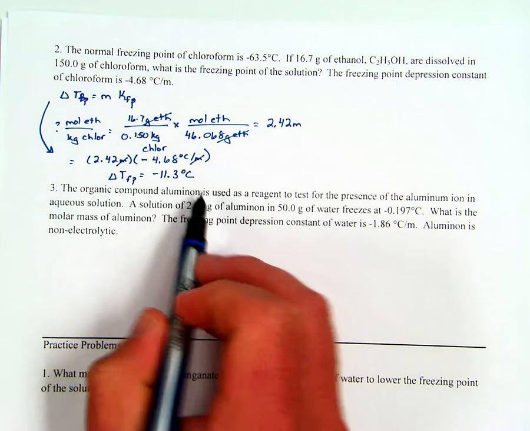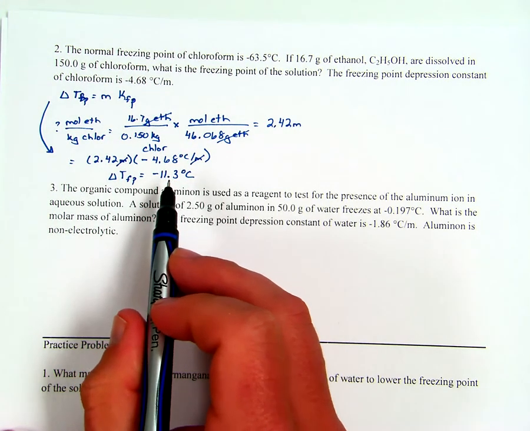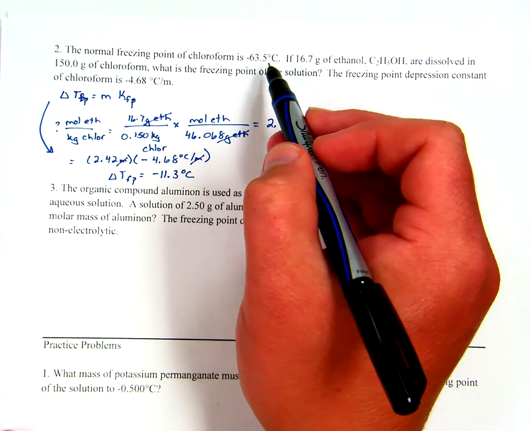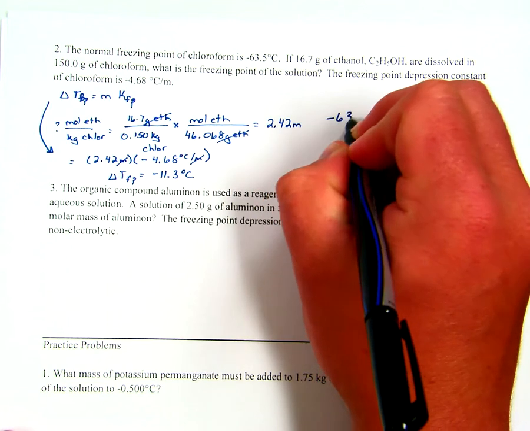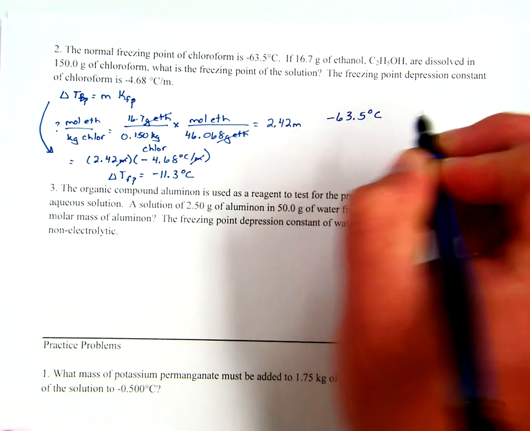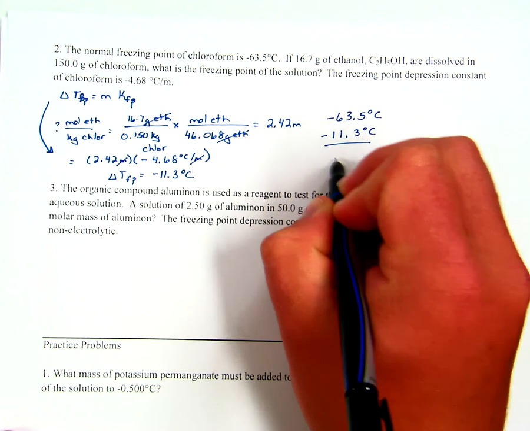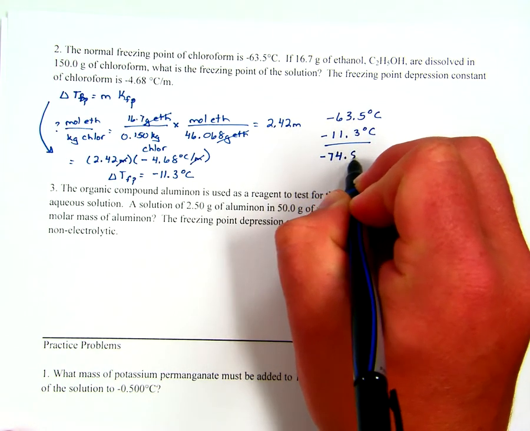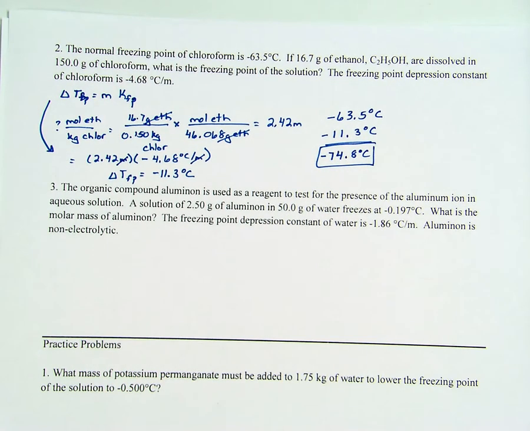Again, this is not our answer. This is how much the freezing point changed by. To find the freezing point of the solution, we need to factor in the normal freezing point, which for chloroform is negative 63.5 degrees Celsius. It's going to go down by 11.3 degrees Celsius. So this gives us a value of negative 74.8 degrees Celsius is the freezing point of the solution. And there's our answer there.